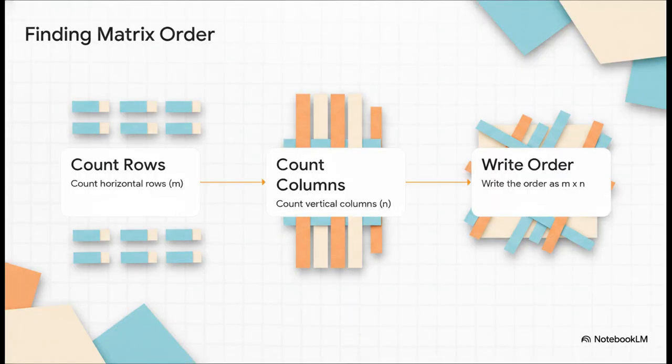To even talk about matrices, we have to know their size, which mathematicians call the order or the dimension. Finding the order is incredibly straightforward, just 3 simple counting steps. Step 1, you count the number of horizontal rows, which we label m. Step 2, count the vertical columns, which we label n. And step 3, you just write it out as m times n. Out loud, we say m by n.